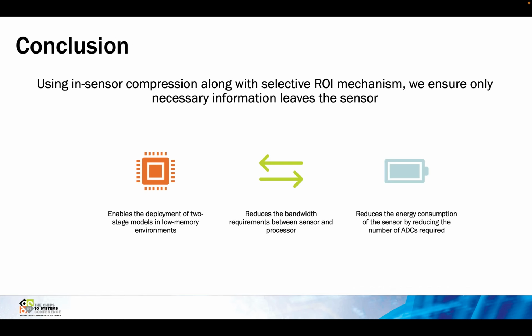In conclusion, using in-sensor compression along with a selective ROI mechanism, we ensure only necessary information leaves the sensor. This enables the deployment of two-stage models in low memory environments. This also reduces the bandwidth requirement between the sensor and the processor. And finally, it reduces the energy consumption of the sensor because it reduces the number of analog to digital converters required.